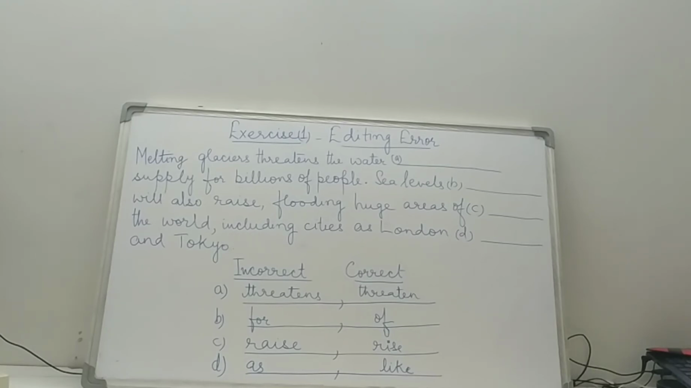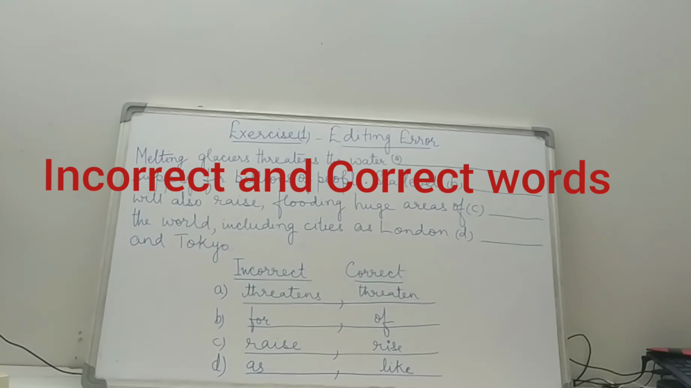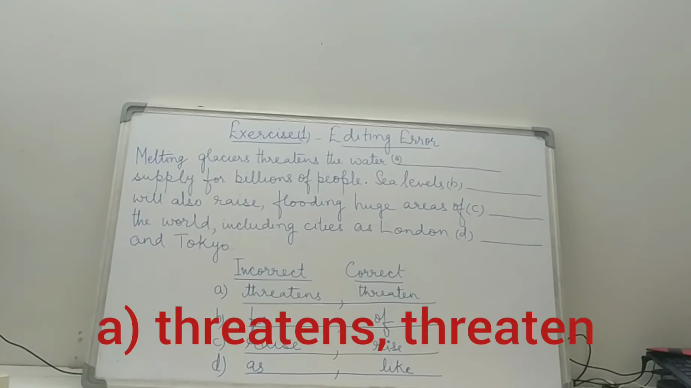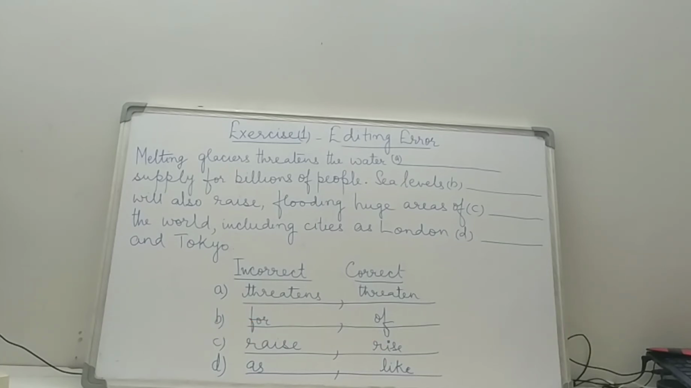Now in the very first line you can see with glaciers, glaciers is a plural word. You cannot write threatens with an S. So you will do the questions in this way. The answers I have given you at the end. First of all, you will not write down the whole passage in the answer sheet. You will write down incorrect and correct words. So in the incorrect, in the first line, we have found with glaciers, when it is plural, we have to use the word threaten. So this way you can see.